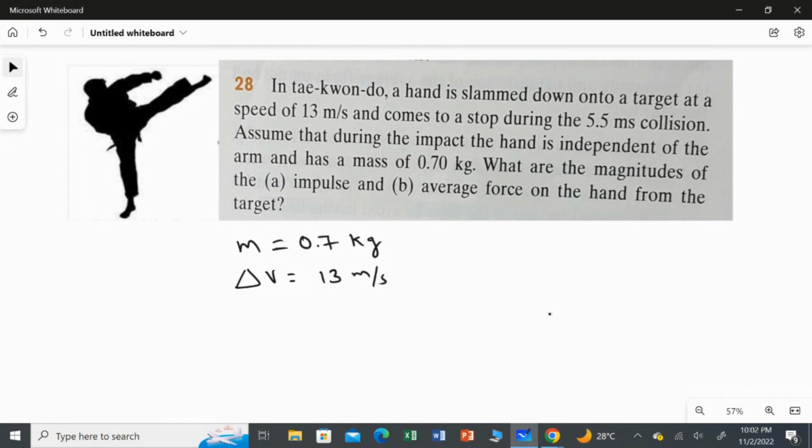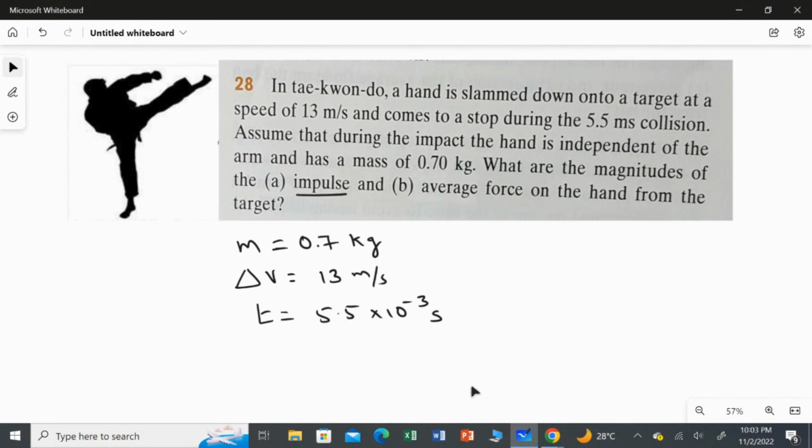And what is the time taken? The time duration is exactly 5.5 milliseconds. What is the meaning of millisecond? It is 10 to the power of minus 3 second. So we have the mass and the change in speed as well as the time. By using these three values, first of all, we are going to find the impulse.